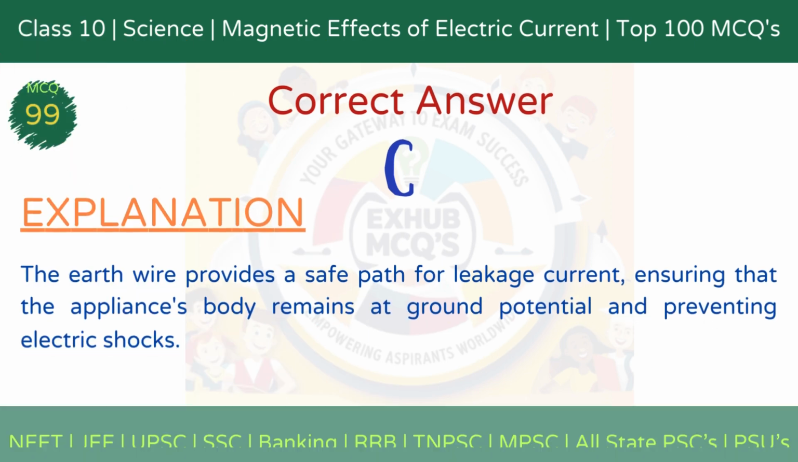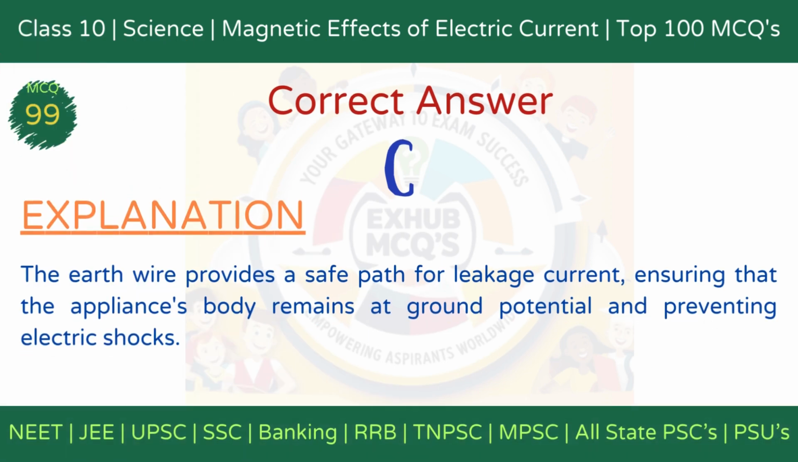The correct answer is option C, to prevent electric shocks. Explanation. The earth wire provides a safe path for leakage current, ensuring that the appliance's body remains at ground potential and preventing electric shocks.